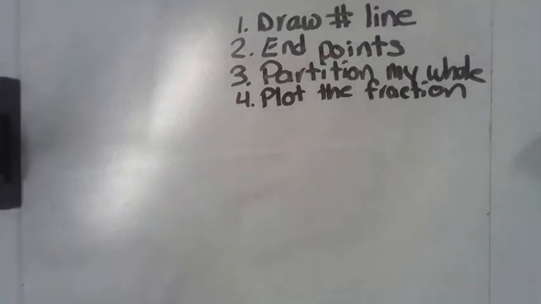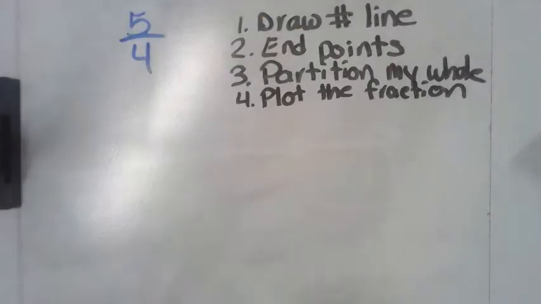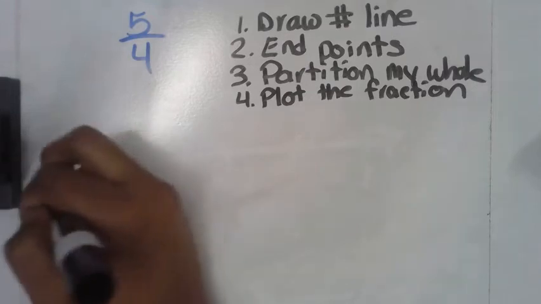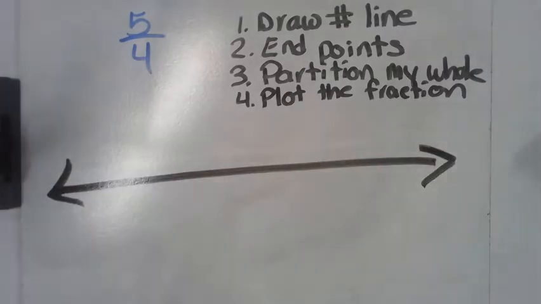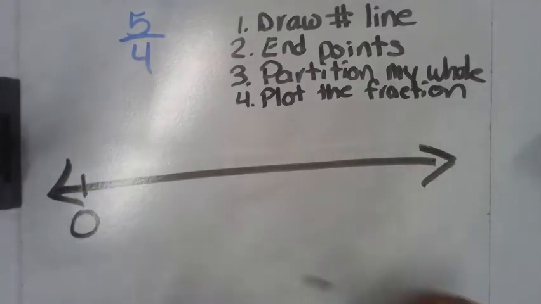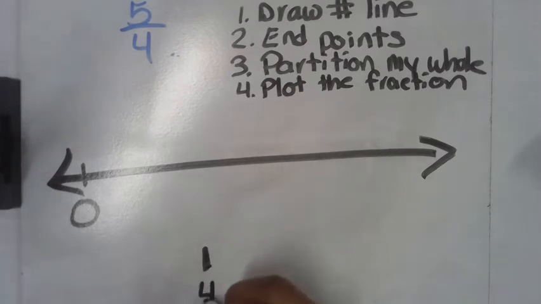I'm going to leave our steps up here. Let's look at the fraction 5/4. All right, looking at the fraction 5/4, draw my number line. Step 1, done. Step 2 is find my endpoints. I'm always going to start with, you guessed it, 0. All right, looking at one whole, let's see if one whole is enough. What would one whole be in fourths? I hope you said 4/4.